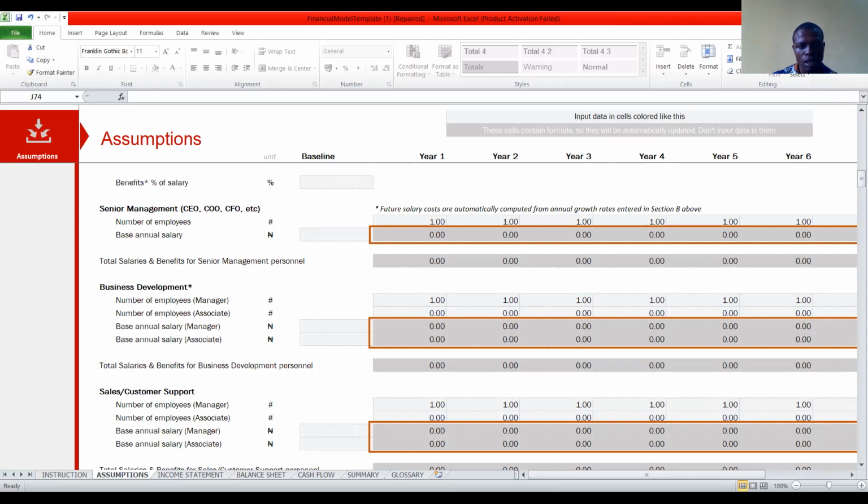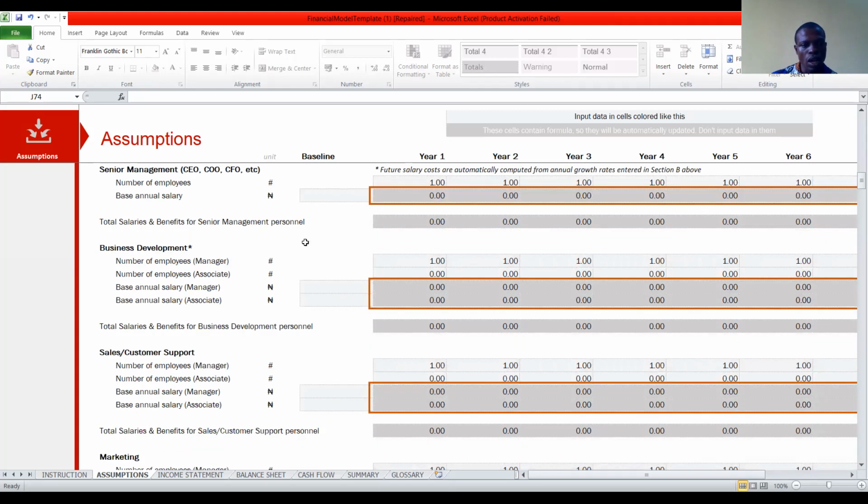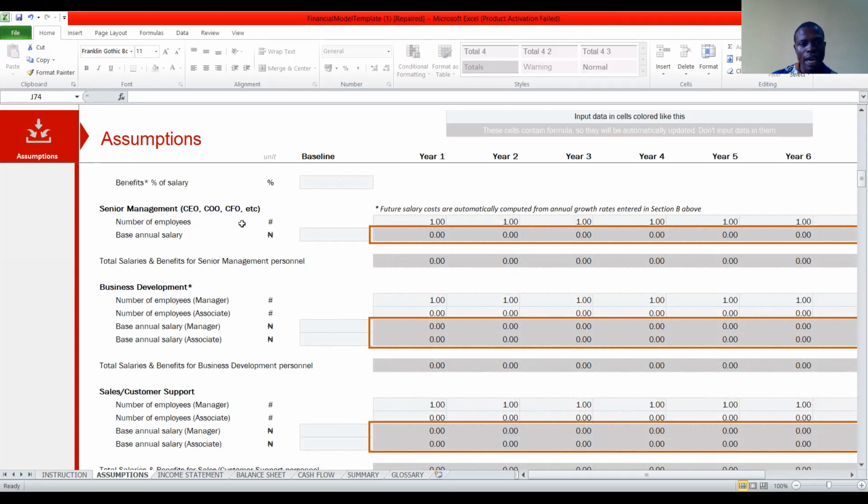Income statement, monthly, fixed cost. Okay, salary per month is 250. Salary alone is 250,000 naira. Staff salary. Okay, let's say he has five staff, and he's paying them 50K per month. So all you need to do, if the CEO is receiving 100K.